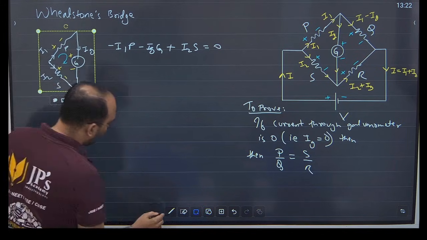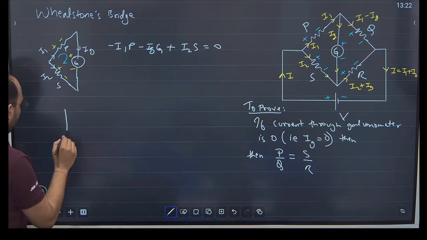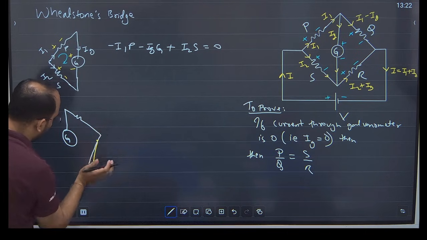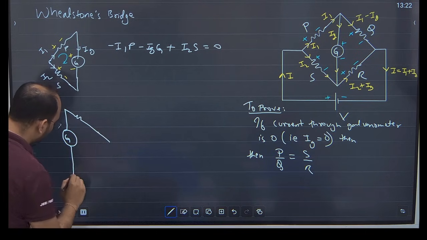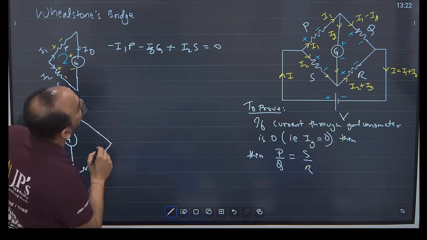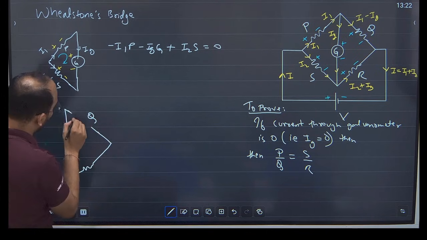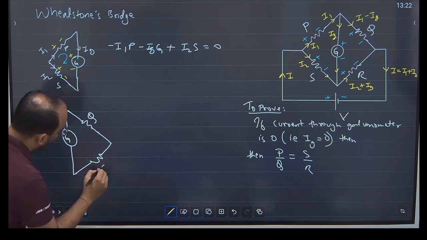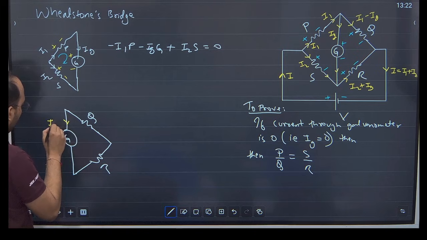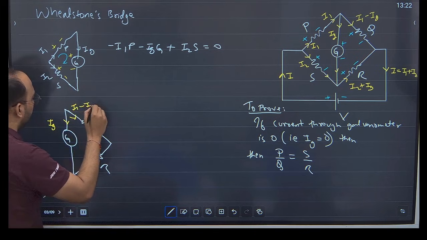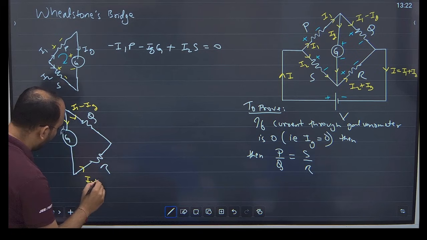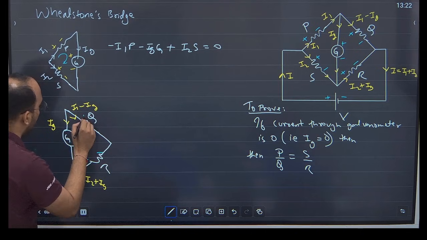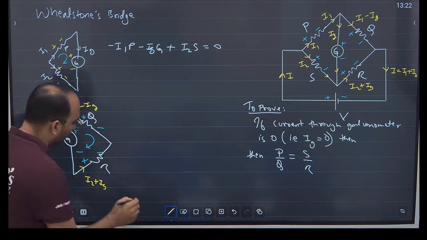Let's redraw it smaller. The second loop, the right one, looks like this. This is G, this is another resistor, then you have one more resistor here. This one is Q, this one is R. The current here is IG, the current here is I1 minus IG, the current here is I2 plus IG. If you do the signs, this is plus minus, this is plus minus, this is plus minus. If I go clockwise here, see how it looks.